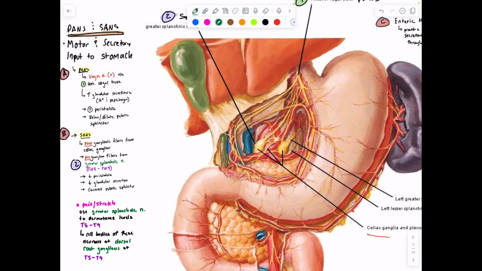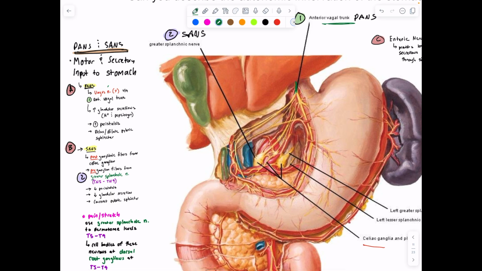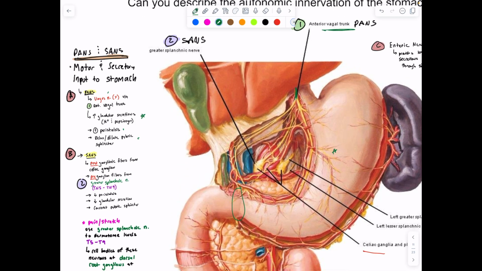For the parasympathetic, you have the vagus nerve via the anterior vagal trunk, which you can see right here, and that's going to innervate the stomach and increase glandular secretion, specifically hydrogen ion and pepsinogen from our parietal cells and chief cells, and then increase peristalsis, and then relax and dilate the pyloric sphincter, which are those down here. The sympathetic nervous system, you have the preganglionic fibers coming from the greater splanchnic nerve right here, which is associated with T5 through T9.